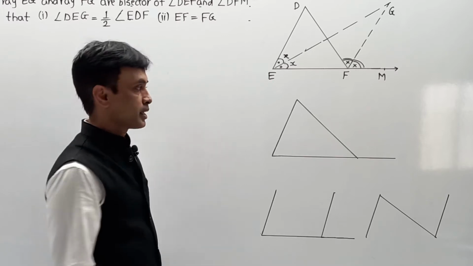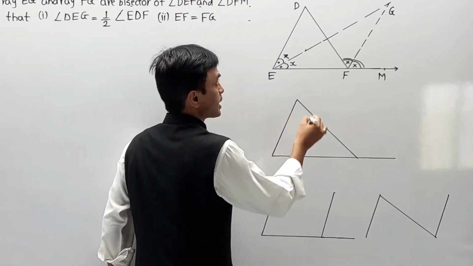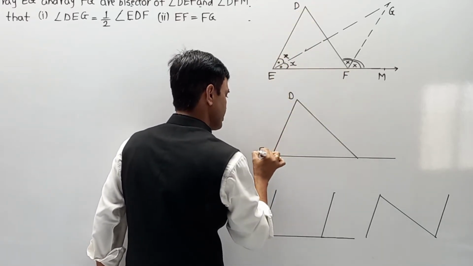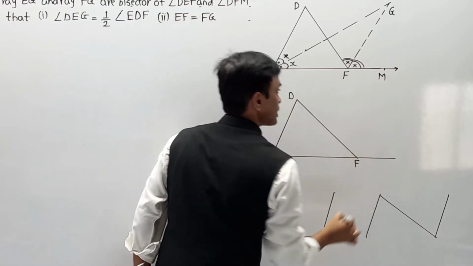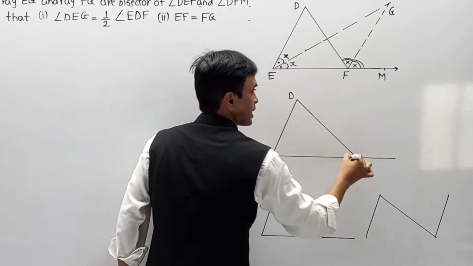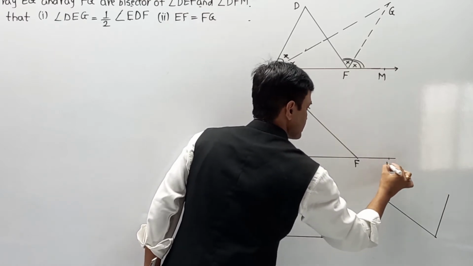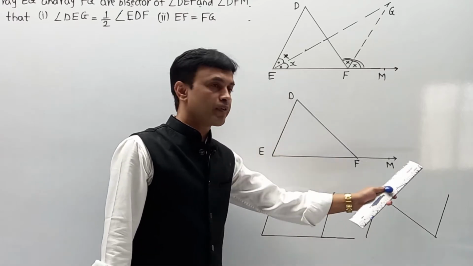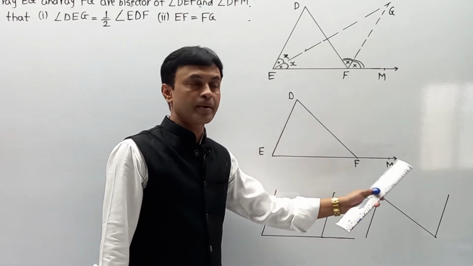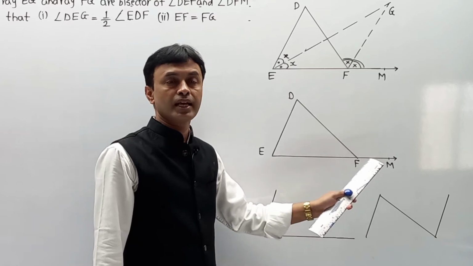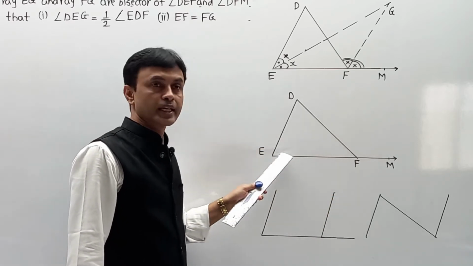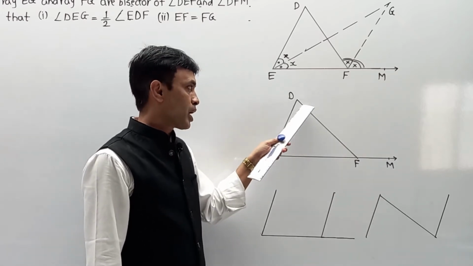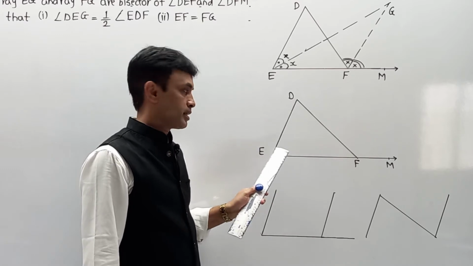Step 1 is the property of the exterior angle. In triangle DEF, angle DFM is the exterior angle, and we know the value of the exterior angle DFM is equal to the sum of the two remote interior angles. Means angle DFM is equal to angle D plus angle E.